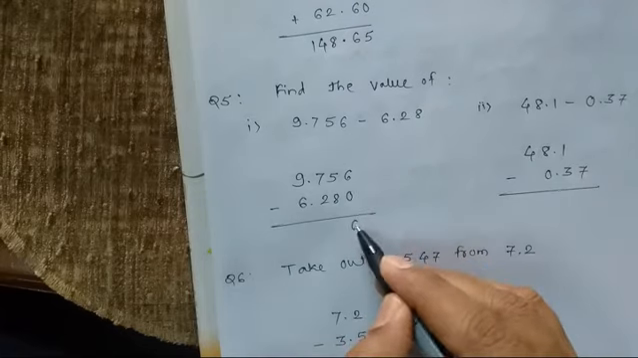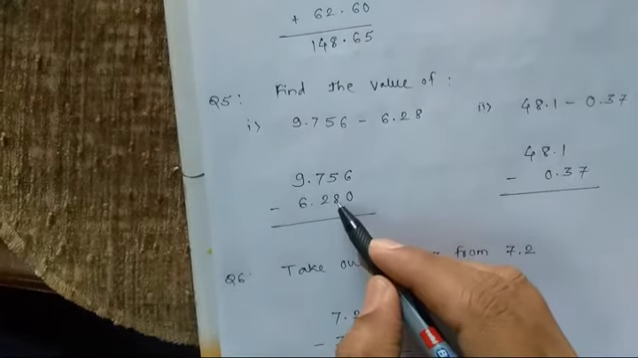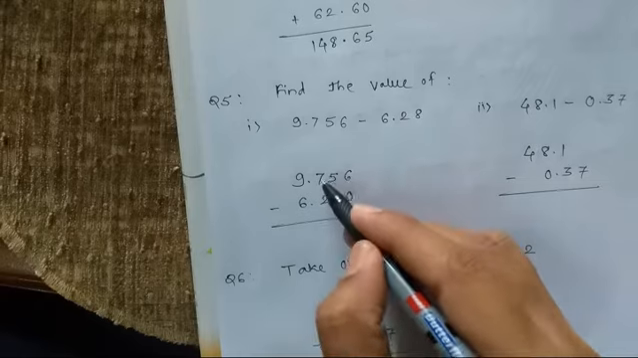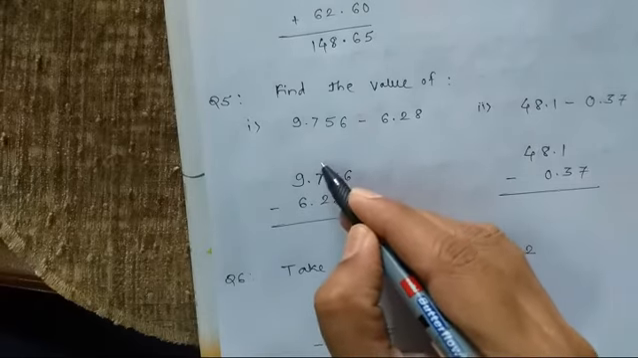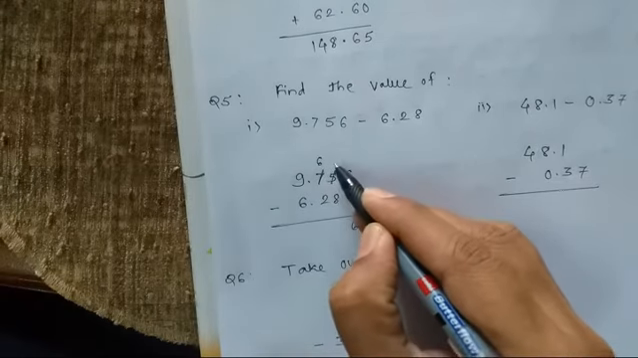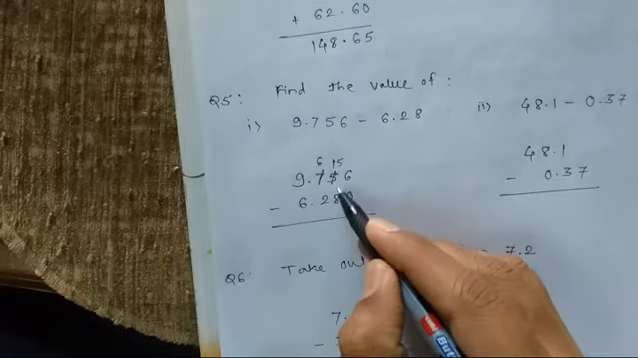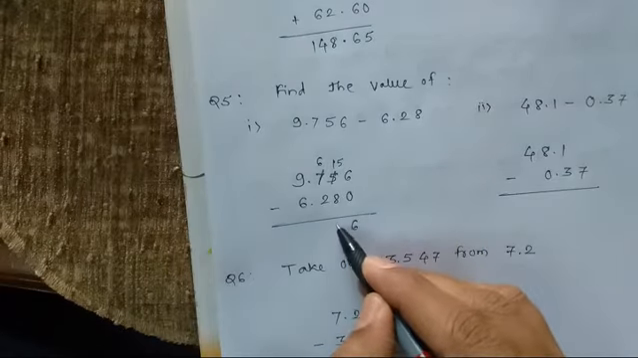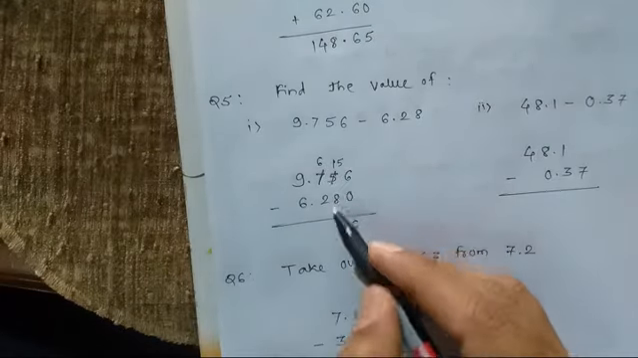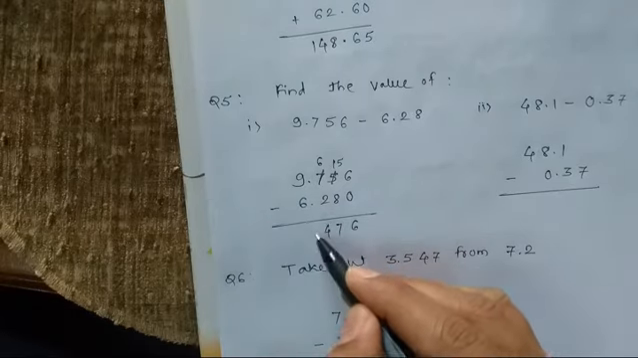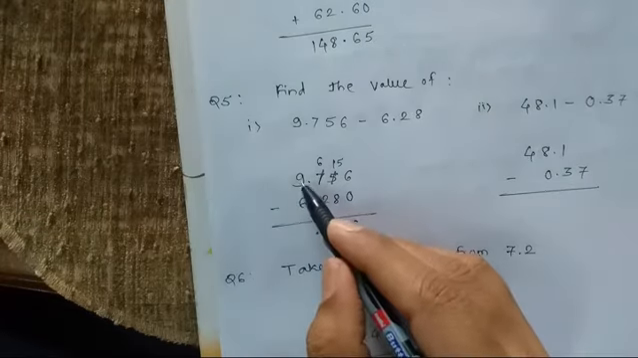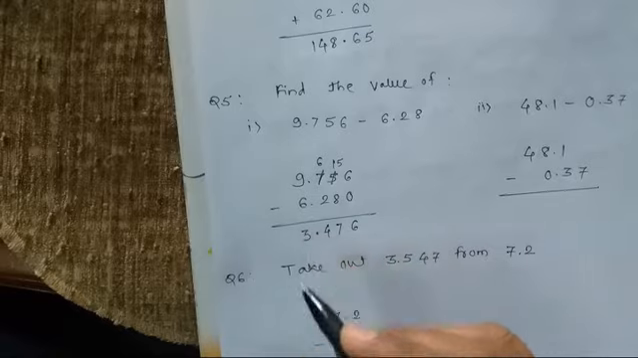6 minus 0 is 6. We cannot subtract 8 from 5, so let's borrow 1 from this 7. This 7 will become 6 and 5 will become 15. Then subtract 8 from 15, you will get 7. 6 minus 2 is 4. Decimal point below the decimal point, then 9 minus 6 is 3.